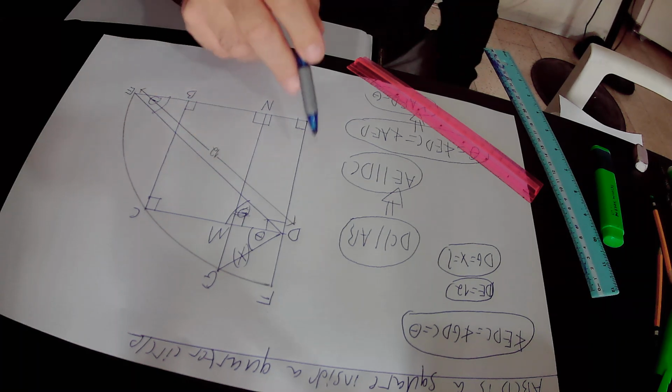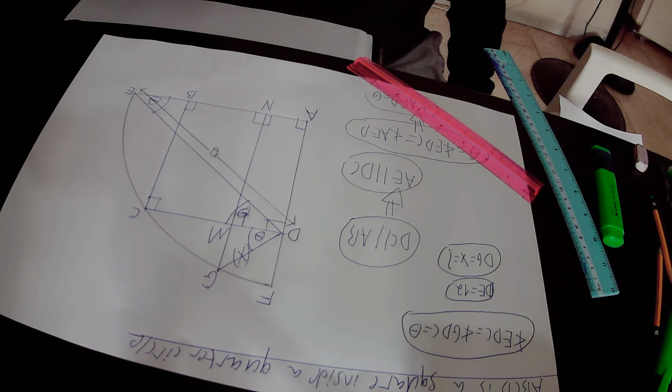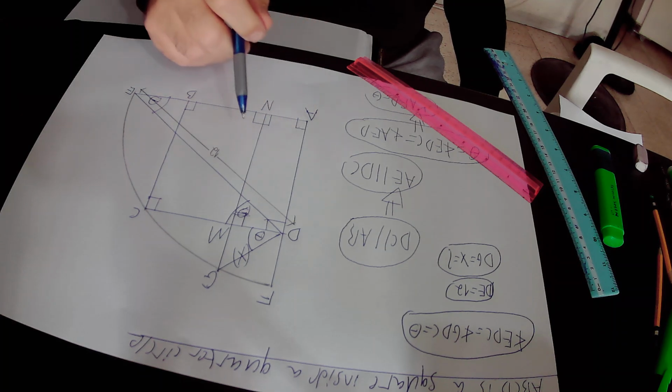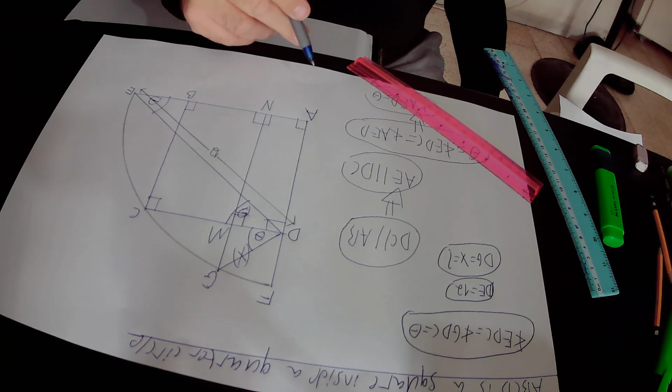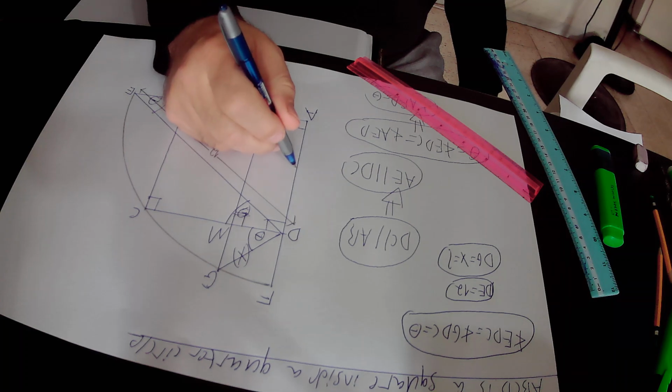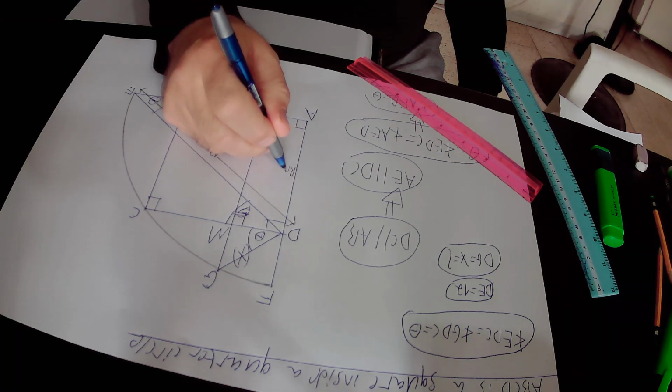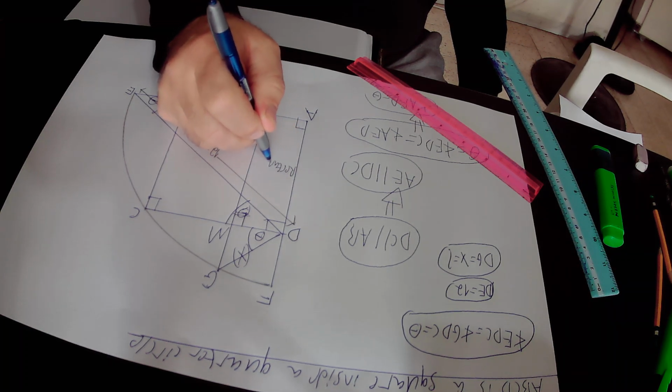So inside quadrilateral DMNA we have 4 right angles, and you know that any quadrilateral that has 4 right angles must be a rectangle, if not a square. So we write this quadrilateral DMNA as a rectangle. I write it down: quadrilateral DMNA is a rectangle because it has 4 right angles.